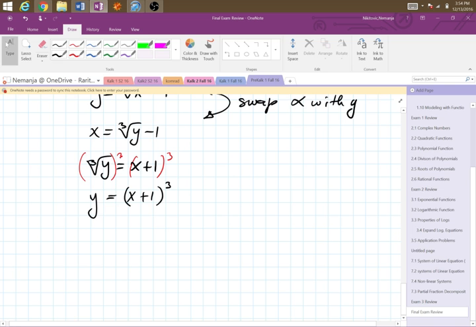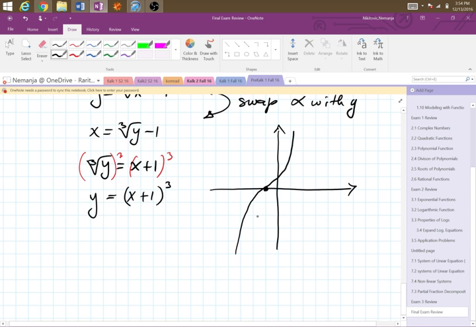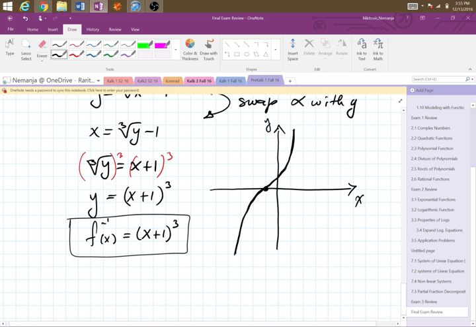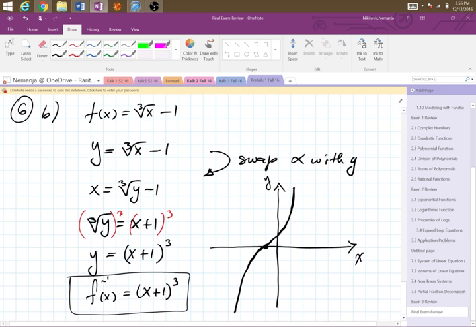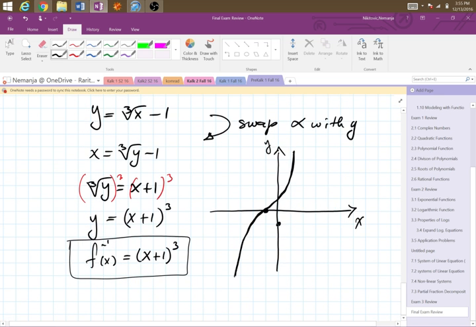So the graph: this cube function is just moved 1 unit to the left. So it goes to this point. That's how it looks. So the inverse is (x plus 1) cubed. That's the inverse. Now cube root of x minus 1, it's right here, and it looks like this.